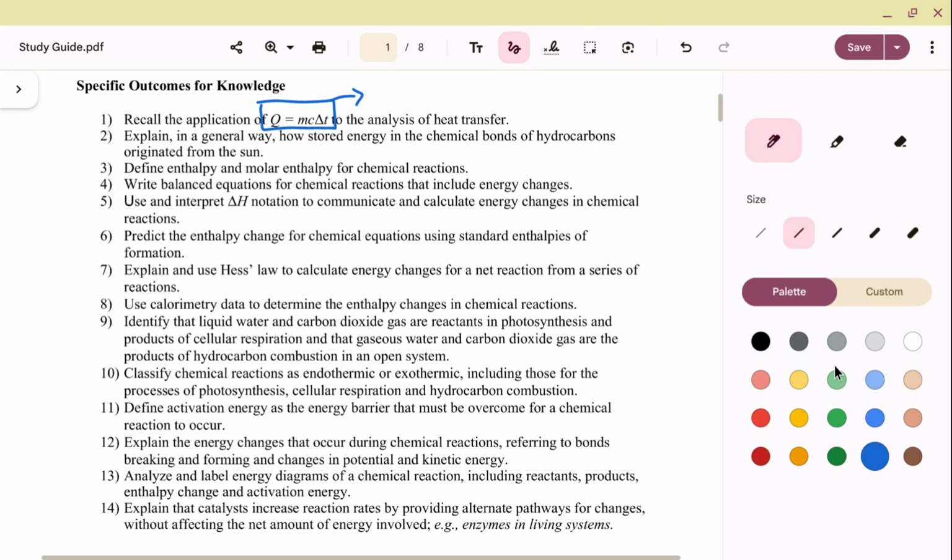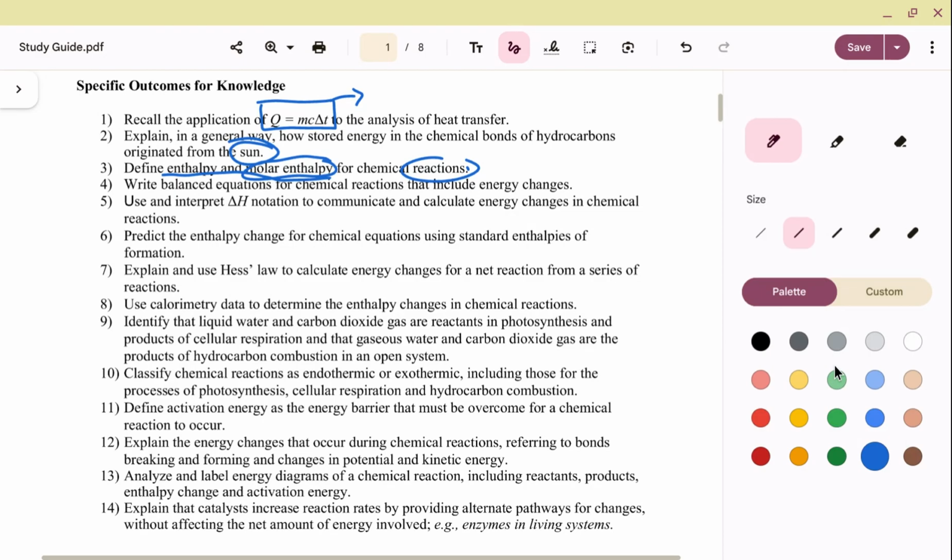We also want to know that all energy is originating from the sun. We want to know the difference between enthalpy and molar enthalpy for reactions. So enthalpy would be for the whole reaction. Molar enthalpy is when you would divide by the amount of moles of the species you're looking at.